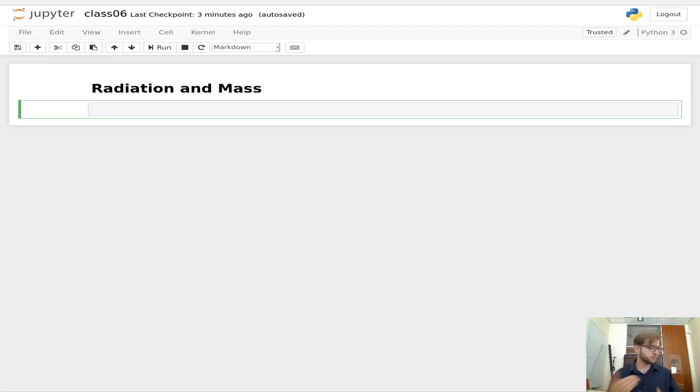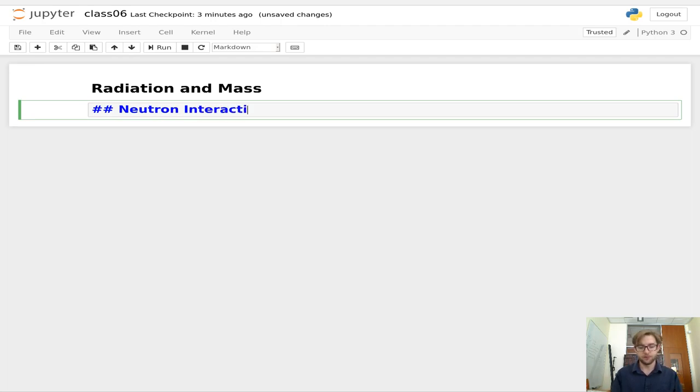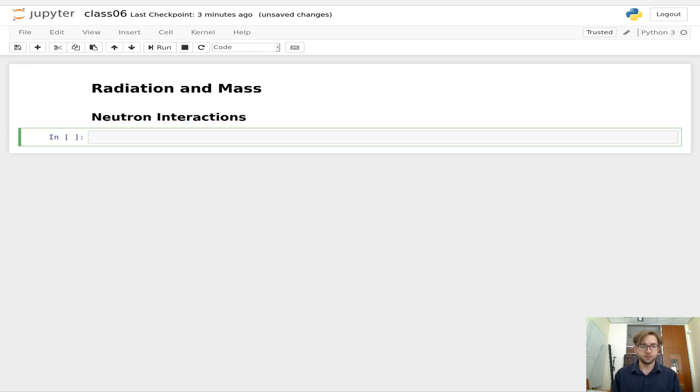So to start out today, let's dive into a taxonomy of all the different ways that neutrons in particular can interact with the nucleus. Okay, so we're going to start with neutron interactions, and in particular, we're just going to go through all of the various types. To start with, we'll do elastic scattering. Sometimes this is abbreviated as an N, N reaction.